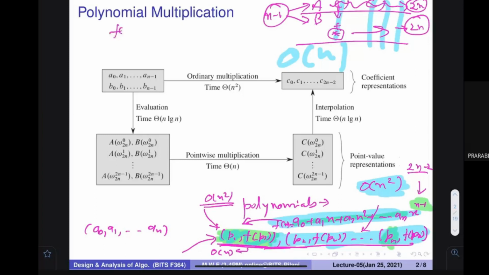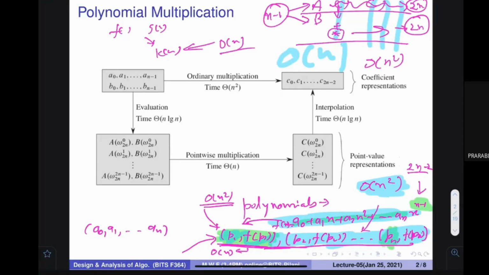So the point value representation of that particular function can be obtained in a very effective way. It means in order of n time you can find out the multiplication. Otherwise, the multiplication takes order of n square. If you want to multiply those two things, multiplication takes order of n square time. So there is another method that today we are going to talk about.